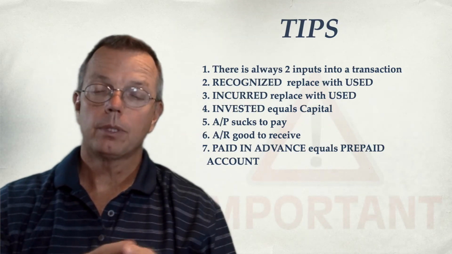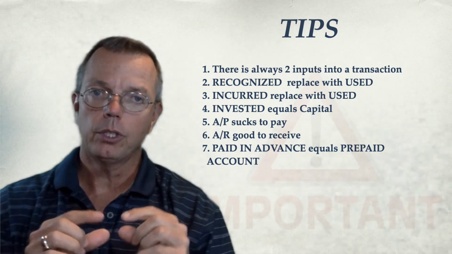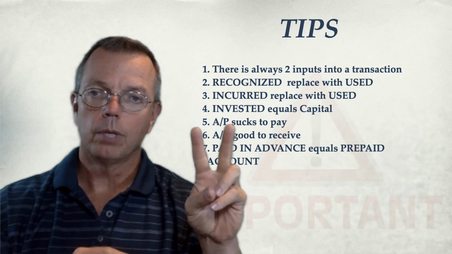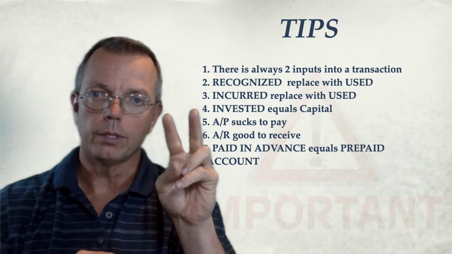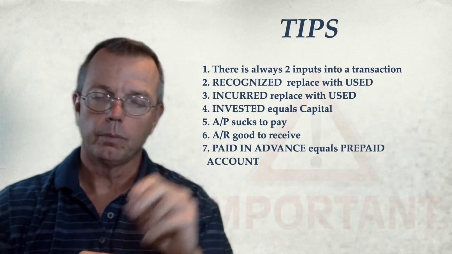So a couple of tips before we get started to understand is that with every transaction, there's at least two inputs, right? So you're going to be entering the number in twice. It has to go somewhere. So left has to equal the right. So therefore, it always has to have two.